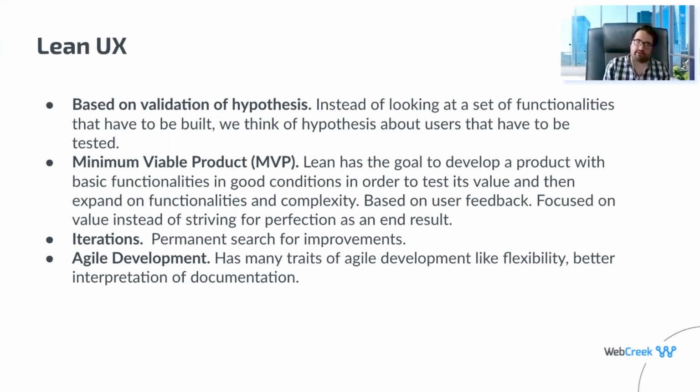Lean UX takes some things from Agile, but it's a little bit different in the sense that it's all about validating hypotheses as fast as possible. Instead of looking at a set of functionalities that have to be built, we think of hypotheses about users that have to be tested. And this is where we talk about minimum viable products in Lean.